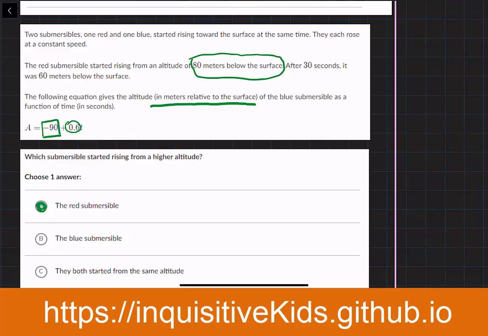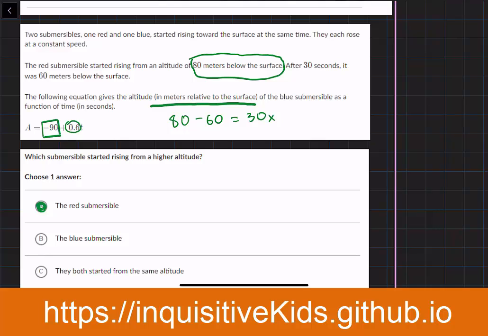So in 30 seconds, the red submersible rose 20 meters, which is 80 minus 60, which is 20. In 30 seconds, per how many meters it rises per second. And in the time range of 30 seconds. And we'll say that x represents how many meters it rises per second. So now we have our equation down.